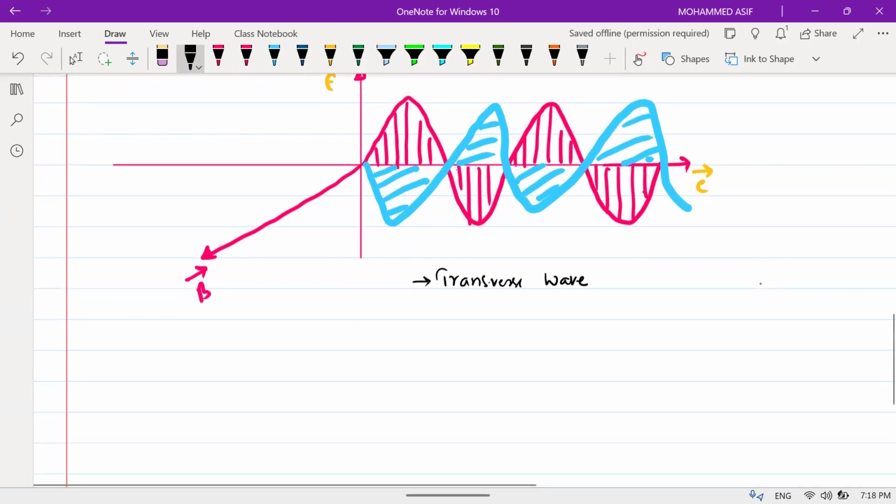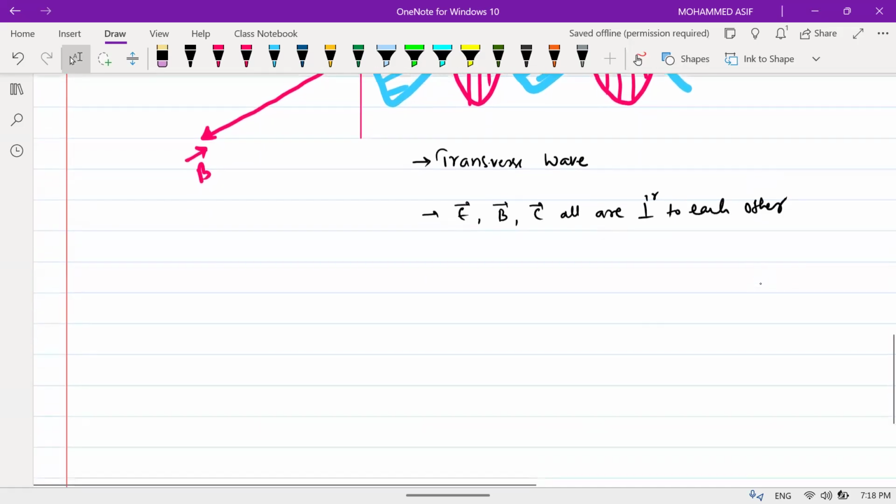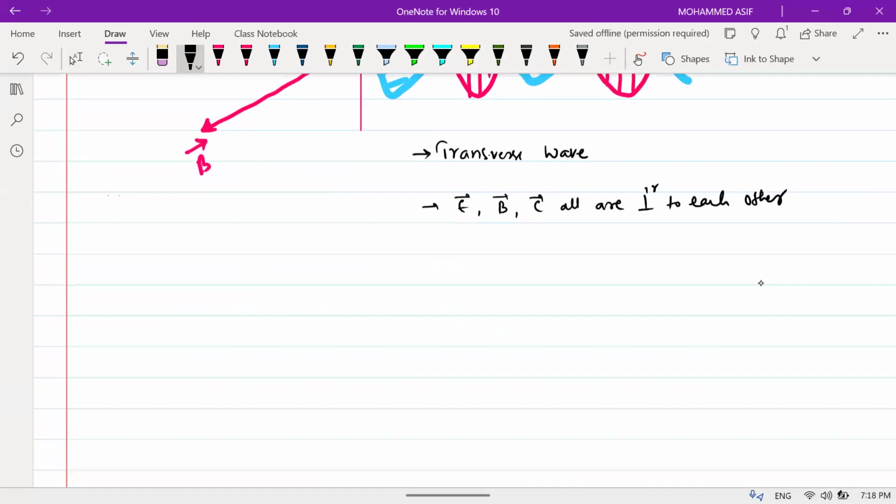Now see, electric field E bar, magnetic field B bar, and speed of light C bar are all perpendicular to each other. The electric field is along the y-axis. The speed of light is going along the x-axis. The magnetic field is along your z-axis. Clear? The speed of light in a medium is given by a formula. I hope you remember this one.